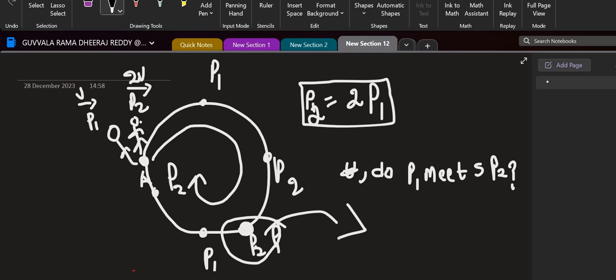Maybe it is two times, maybe it is three times, but that doesn't matter. One of the speeds should be greater than the other, and they are moving in a circle. Do they meet at the same point? That is my question here.